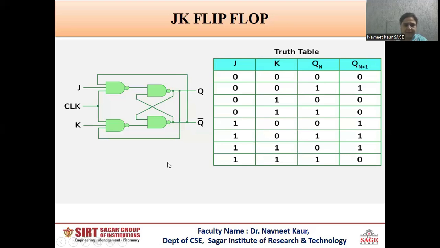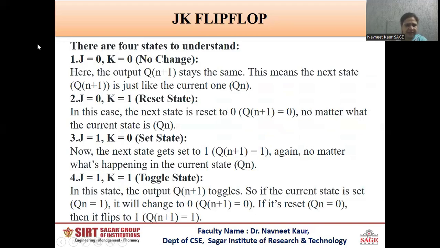Now, coming to the working of the JK flip-flop, when both J and K are 0 and 0, in that case, the next output Qn plus 1 will be same as the present output Qn, which is known as no change condition.